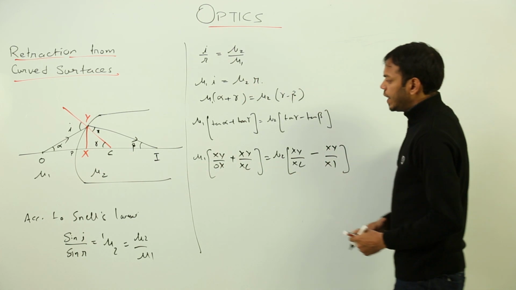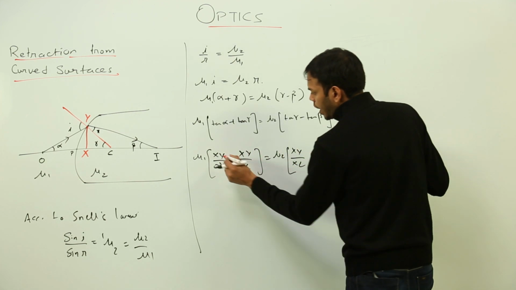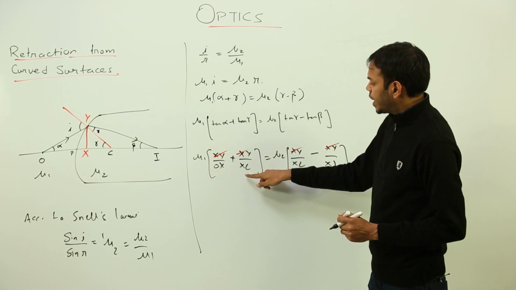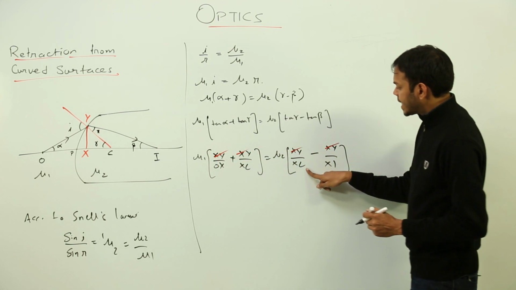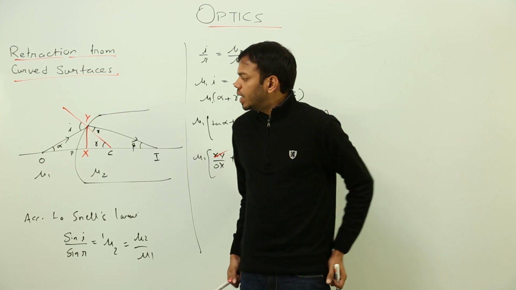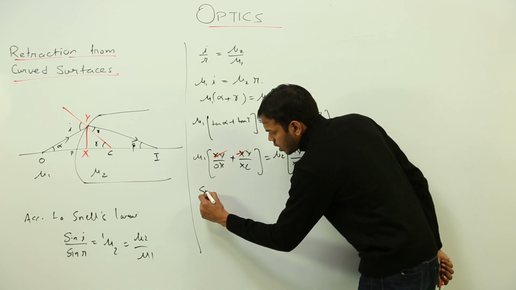So we can take the xy common out from both the sides and cancel it out. So I'll be left with mu1 upon OX plus mu1 upon XC, that is equal to mu2 upon XC minus mu2 upon XI, right? But since the aperture of this curvature is very small, you have to write this statement out.